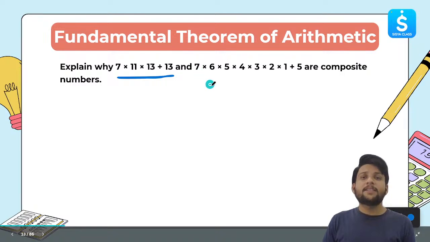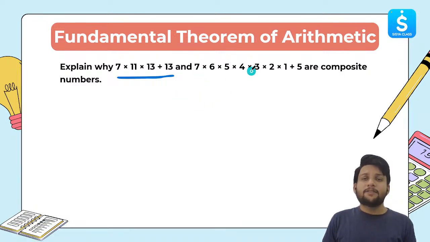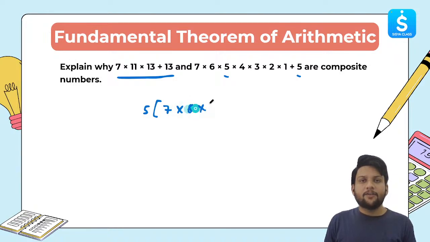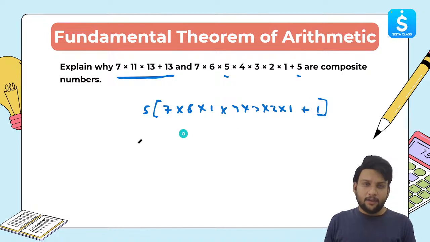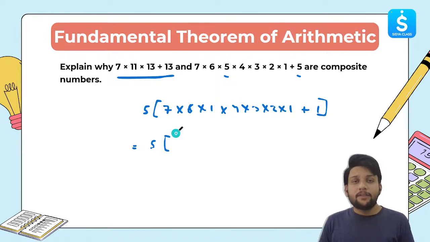Next, what we have is 7 times 6 times 5 times 4 times 3 times 2 times 1 plus 5. Again, same thing. If you can see 5 and 5 common here, then I will just take 5 common. What I will get is the same big thing, that is 7 times 6 times 1 times 4 times 3 times 2 times 1 plus 1. Why plus 1? Because I have taken 5 common. Now, if it comes for 2 marks, you have to further simplify this.